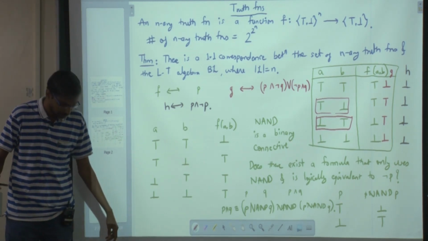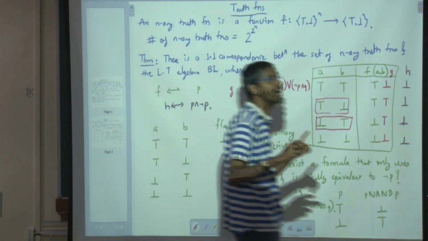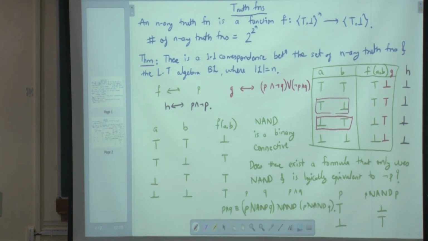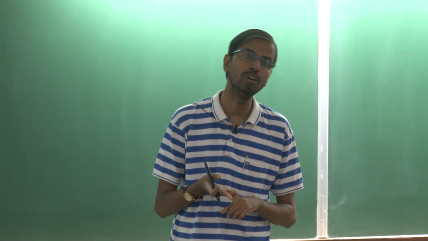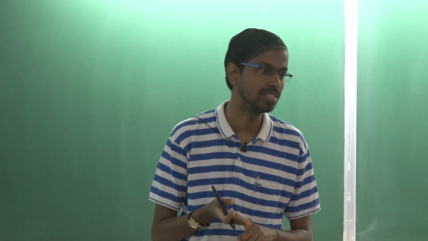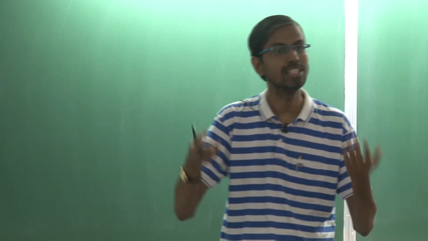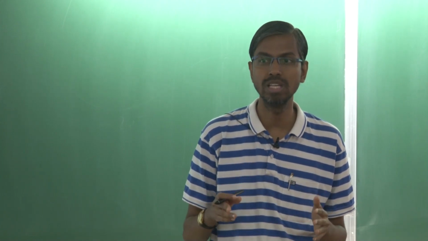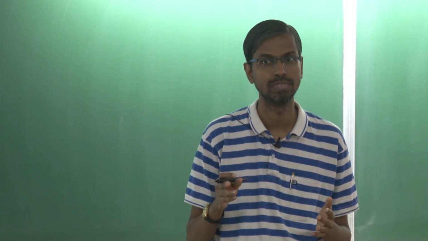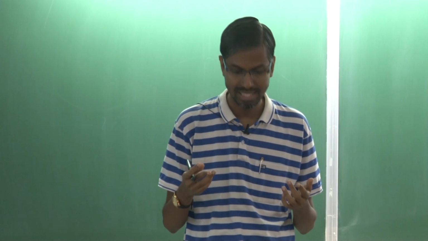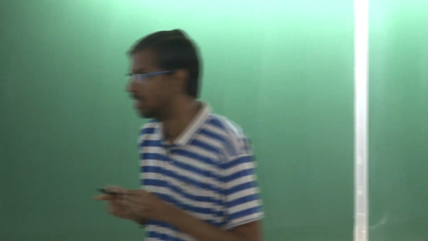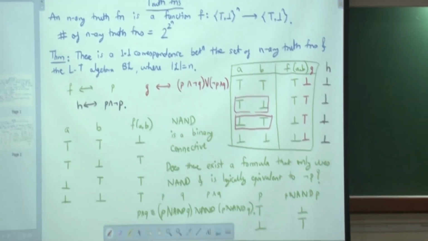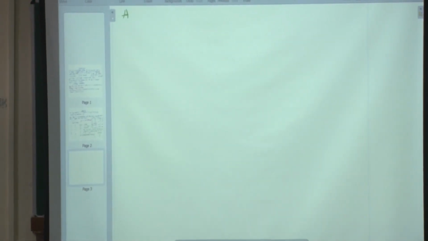Okay, so now what happened? NAND was a single binary connective, and from that single binary connective I could write negation and I could write conjunction, and all our formulas are constructed only using negation and conjunction. So therefore every formula is logically equivalent to a formula that only uses NAND. We express this fact by saying that singleton NAND is an adequate set of connectives. Okay, so let me write this down.